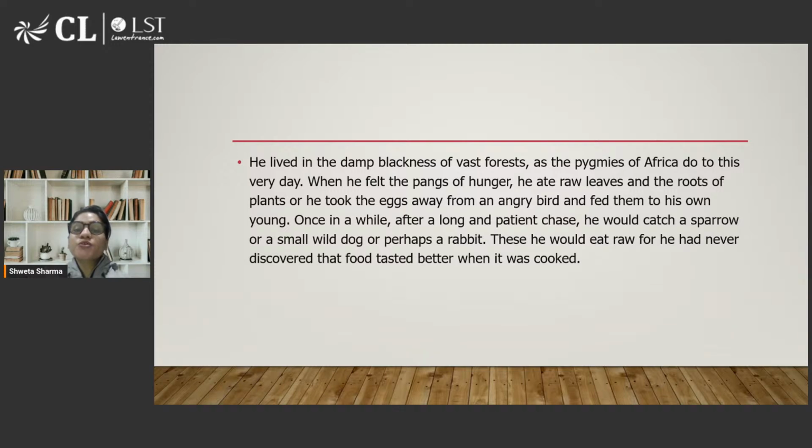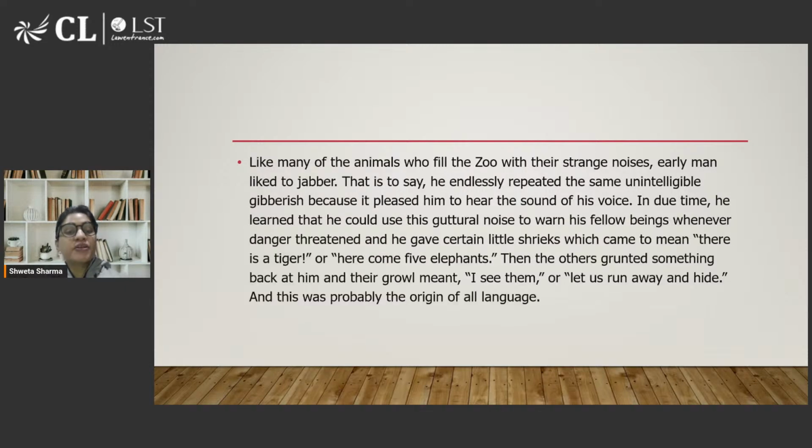When he felt the pangs of hunger, he ate raw leaves and the roots of plants, or he took the eggs away from an angry bird and fed them to his own young. He would just steal the angry bird's eggs and feed them to his young ones. Once in a while, after a long and patient chase, he would catch a sparrow or a small wild dog or perhaps a rabbit. These he would eat raw, for he had never discovered that food tasted better when it was cooked. So whatever he would get, he would just start chewing it to feed his hunger, without realizing whether the taste could have been better had it been cooked.